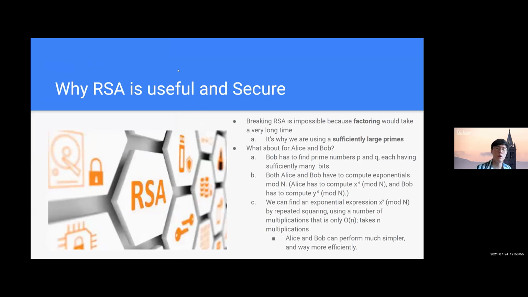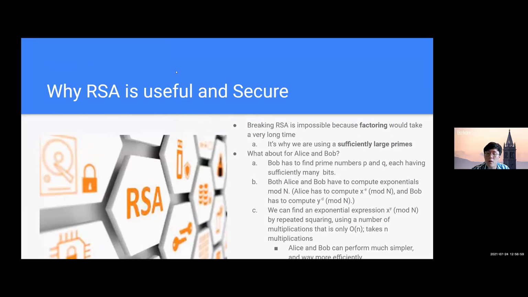So now let's talk about the question from number 154: why can we use RSA in a secure way? Isn't it really easy to break? Because if we know the prime factors, we can just factorize n and create the decryption function.